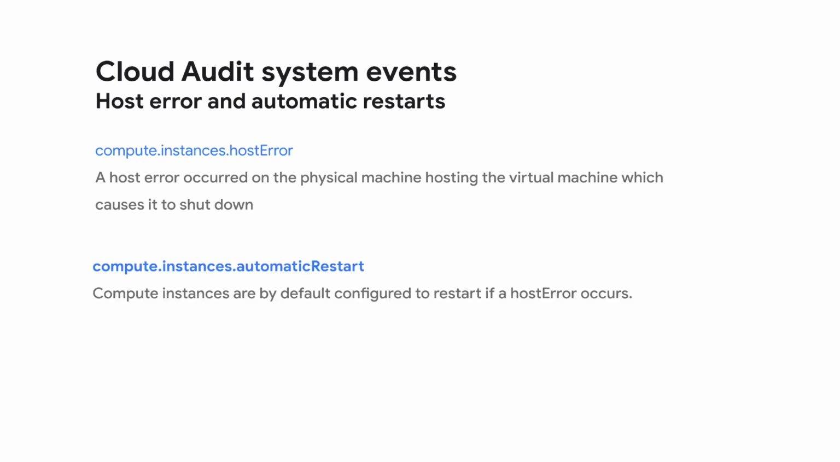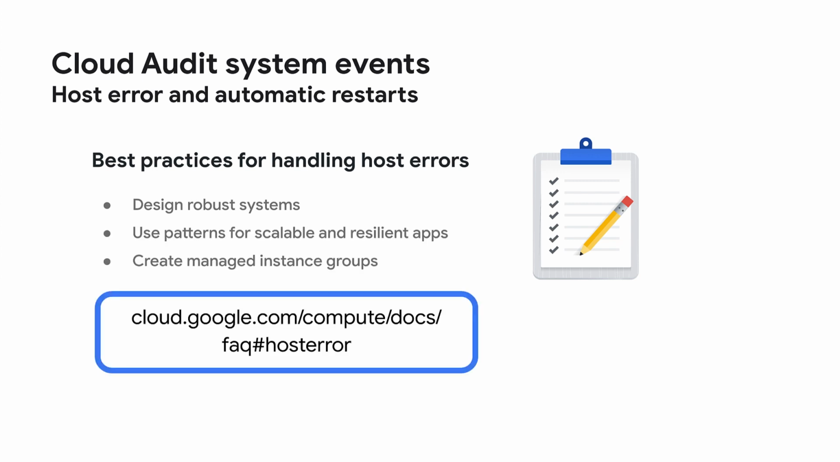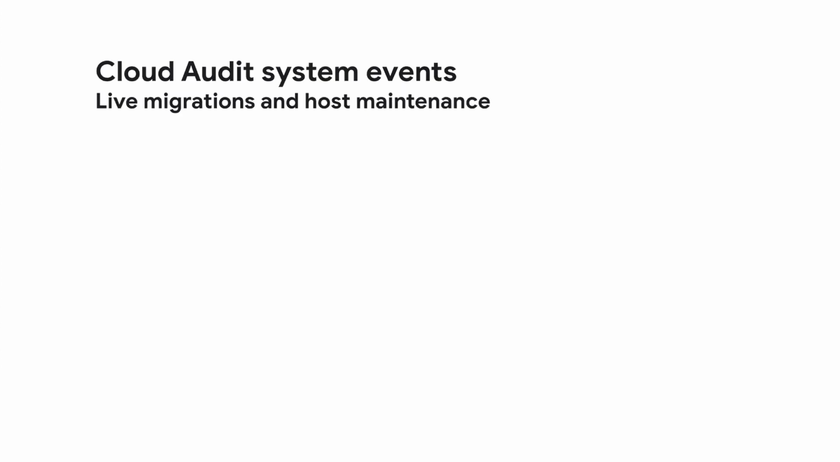After a host error, the VM is set to restart automatically, which is indicated by the compute.instances.automaticRestart method. To protect your applications and services from these potentially disruptive system events, Google has shared several best practices that explain how you can design robust systems in Google Cloud, use patterns for scalable, resilient apps, and encourages using managed instance groups when appropriate. In addition, Compute Engine also offers live migration to keep your instances running during a maintenance event. There are two methods which might appear after a Compute Engine maintenance event.